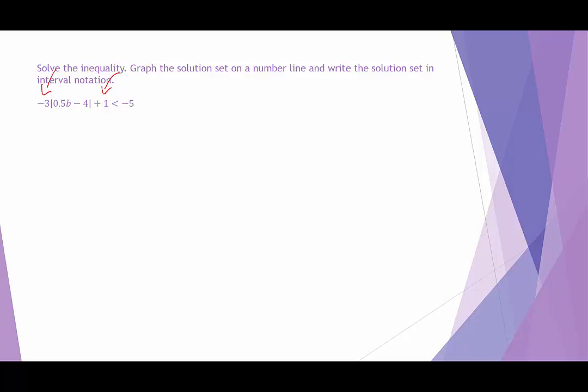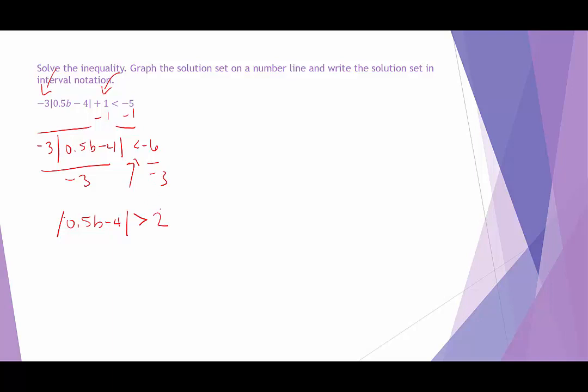We're not going to worry about that yet, because the first thing I'm going to worry about is subtracting 1 from both sides. That's going to leave me with -3 times the absolute value of 0.5b minus 4 is less than -6. Now to isolate the absolute value completely, I need to divide both sides by -3. When I divide both sides by a negative, that's going to flip this inequality around. That leaves me with the absolute value of 0.5b minus 4 is greater than -6 divided by -3, which is +2.